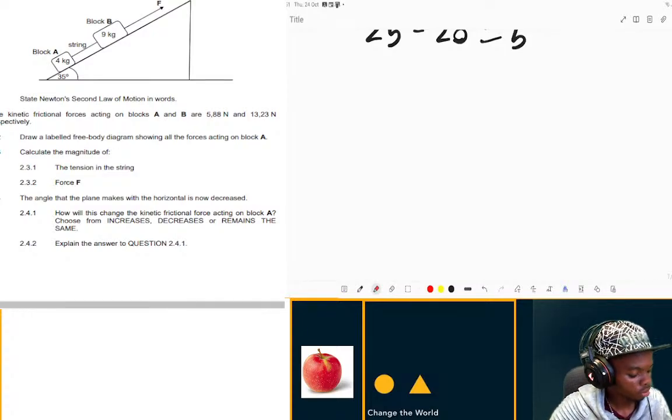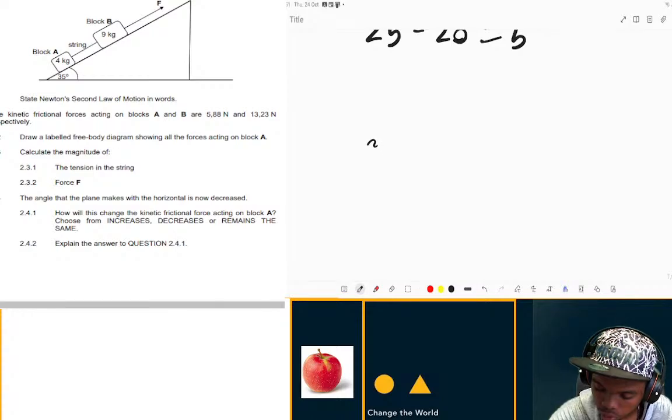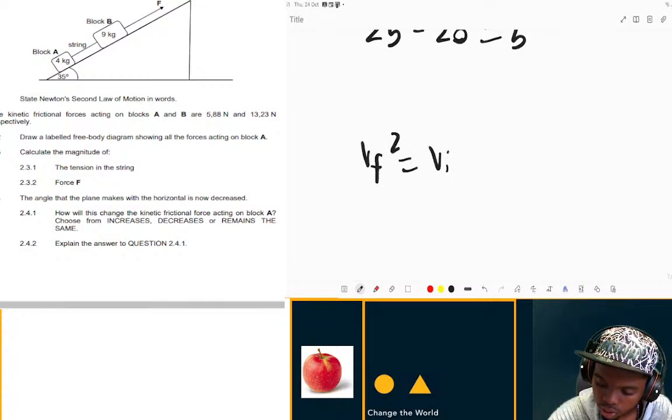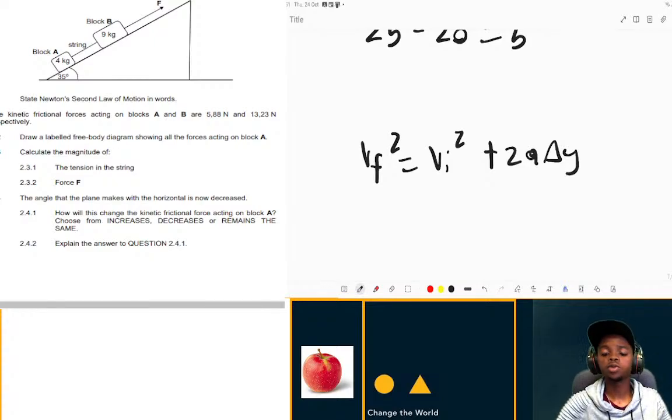Let's say, what is it, equations of motion. Take equations of motion: Vf squared is equal to v initial squared plus 2a delta y. Now, in terms of question 2, you need to understand which direction you take, and when to use a negative acceleration, in which direction, when you've chosen a direction. You need to understand all those.